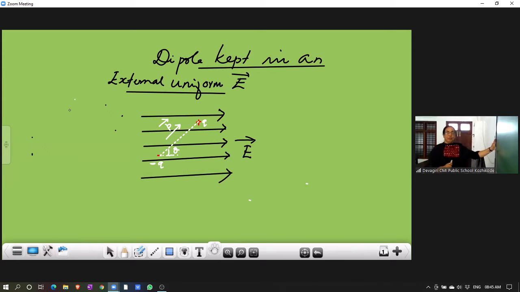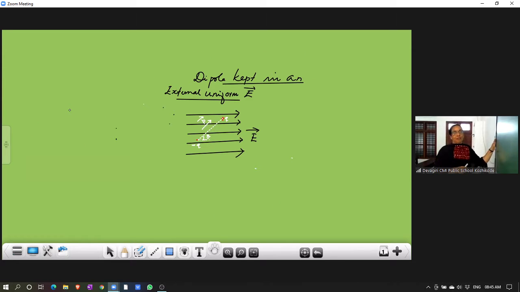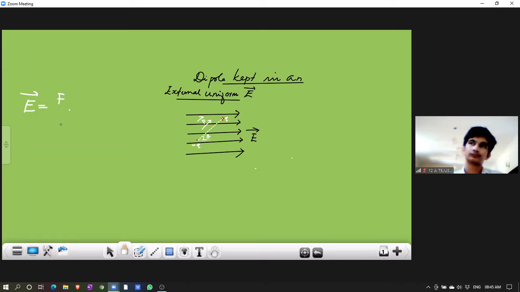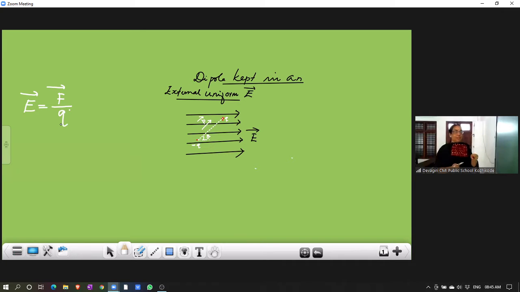We want to know what is the force on the dipole. We learned in the previous class that electric field E we defined as F by Q. What's the meaning of this? When you keep a charge Q in an electric field E, it experiences a force F. So if you want to calculate the electric field at a point, you take a charge Q and find the force it experiences, and you get the electric field intensity E equal to F by Q.